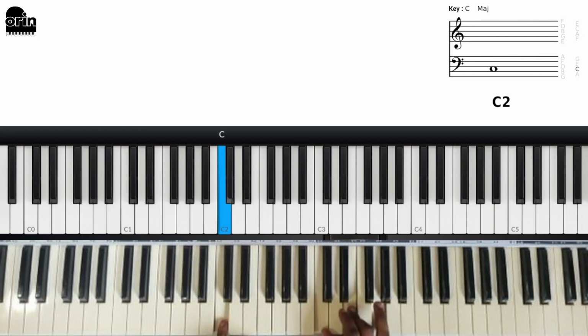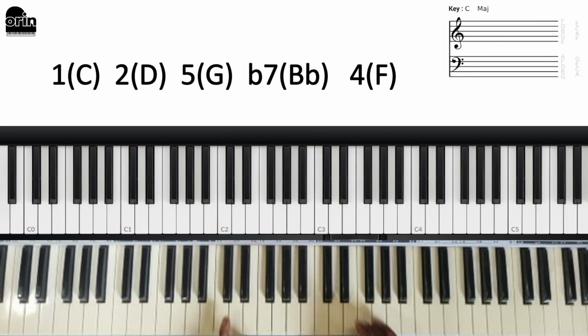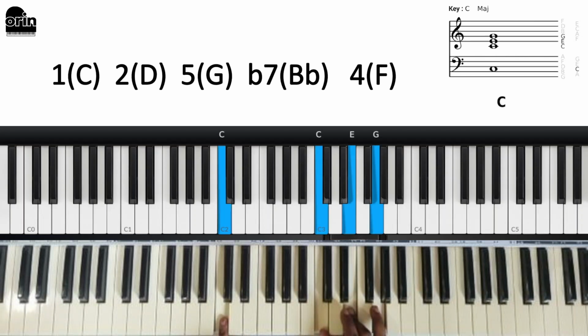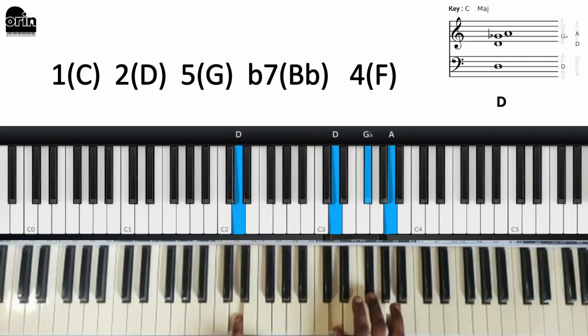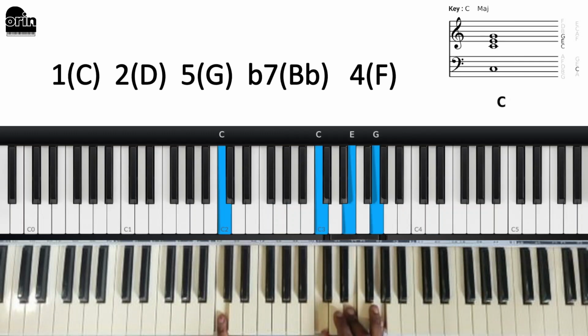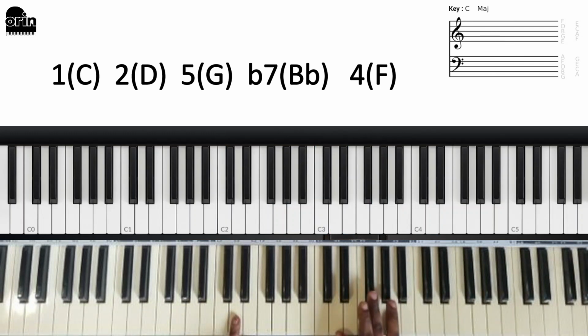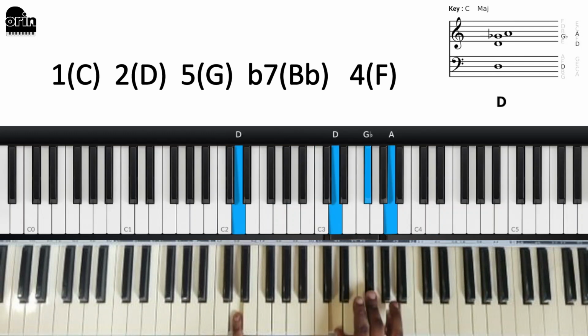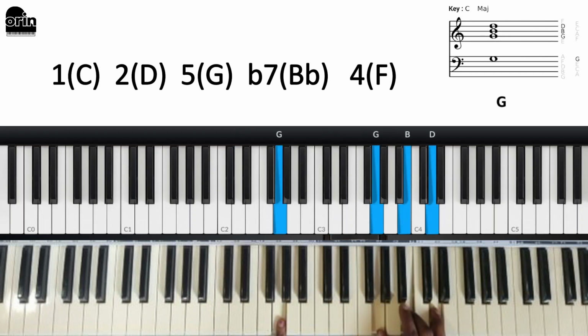You can have this. Now go to the 2 before the 5. Let's go again. You saw what I did there. This is C, then D major chord. So go to the 5, which is G.